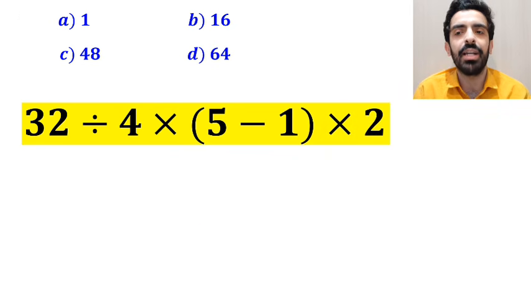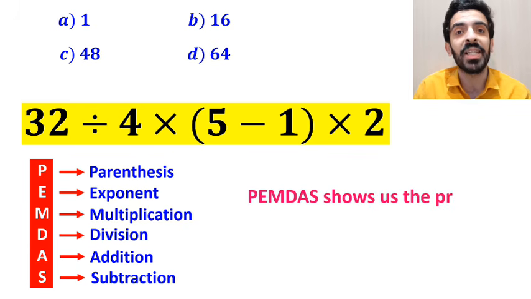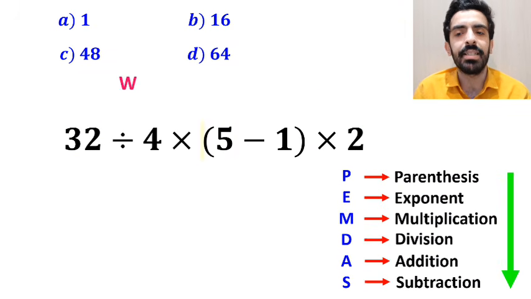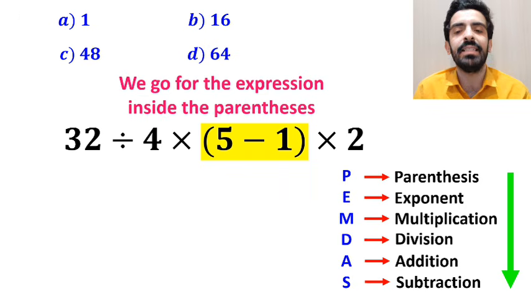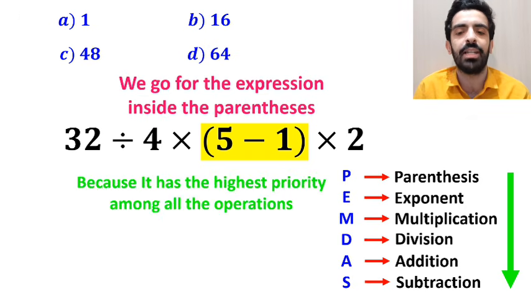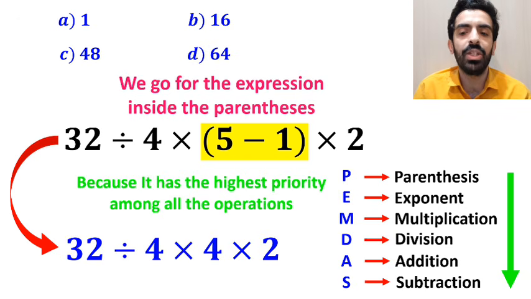To solve this question, we must follow a rule that is called PEMDAS. PEMDAS shows us the priority of the order of operations. In the first step, we go for the expression inside the parentheses because it has the highest priority among all the operations. So, instead of this expression, we can write 32 divided by 4 times 4 and again multiplied by 2.